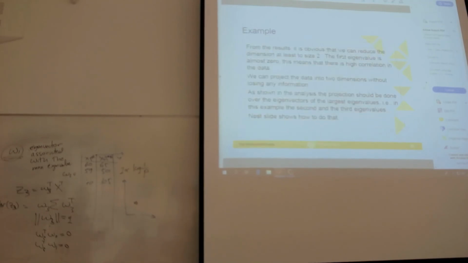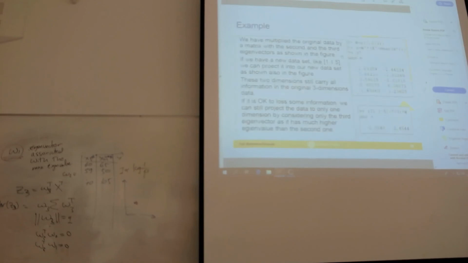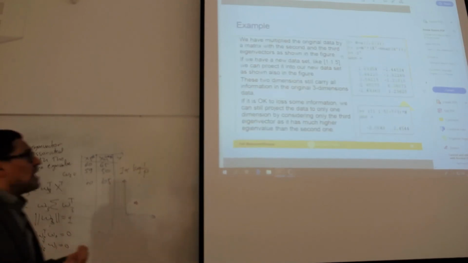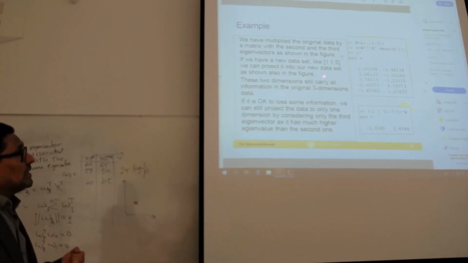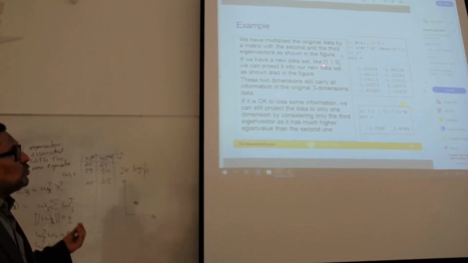The highest information is still there, and now you will have only one dimension. Okay, now what happens if you have a new data set? So we have one new data, 115. We should project them into these two dimensions. Simply you multiply them by W.